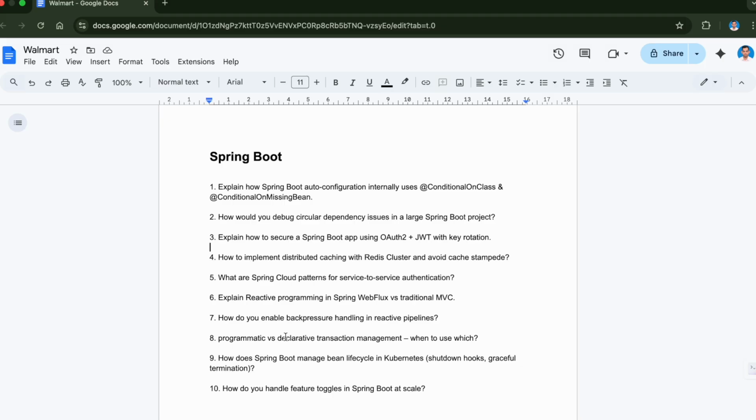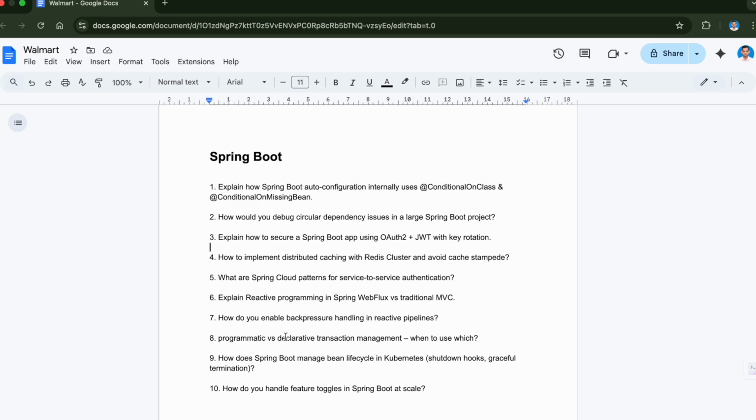The second question is, how would you debug circular dependency issues in a large Spring Boot project? Question number third, explain how to secure a Spring Boot app using OAuth2 and JWT with key rotation. Question number fourth is, how to implement distributed caching with Redis cluster and avoid cache stampede.